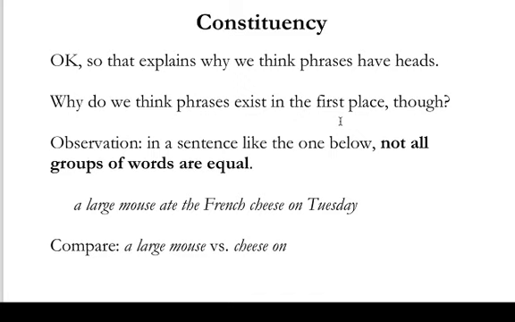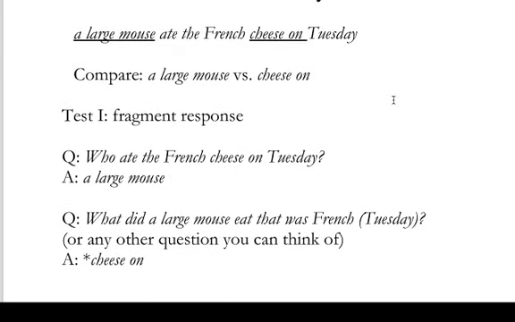...or of how coherent they are, but there's a more formal and more precise way to do that kind of test as well. What is that? Well, here's our two strings, a large mouse and cheese on, and we're going to compare them. The way we're going to do this in syntactic theory is to have a bunch of syntactic tests or diagnostics for what makes a constituent versus a non-constituent.